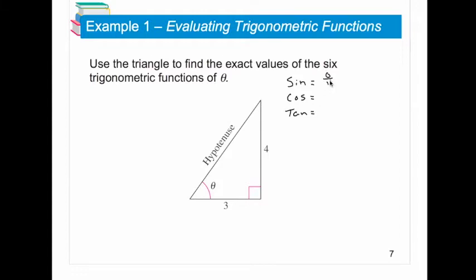Sine is supposed to be opposite over hypotenuse. Cosine is supposed to be adjacent over hypotenuse. And tangent was supposed to be opposite over adjacent.